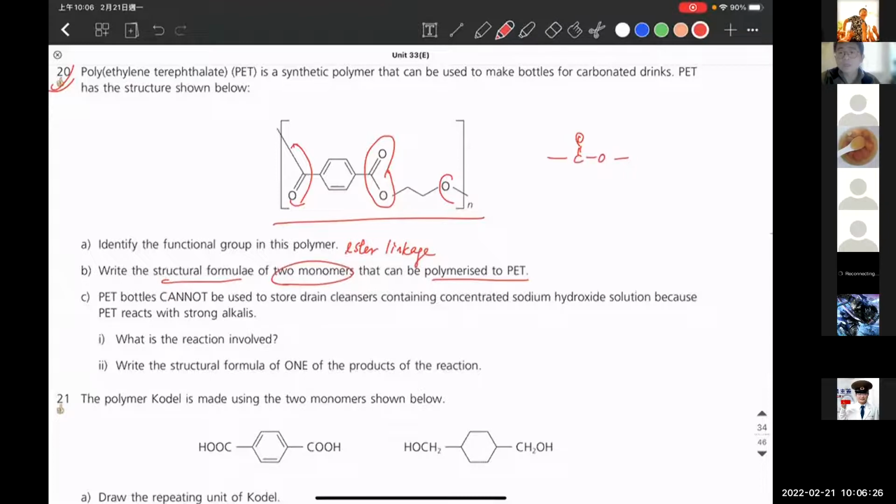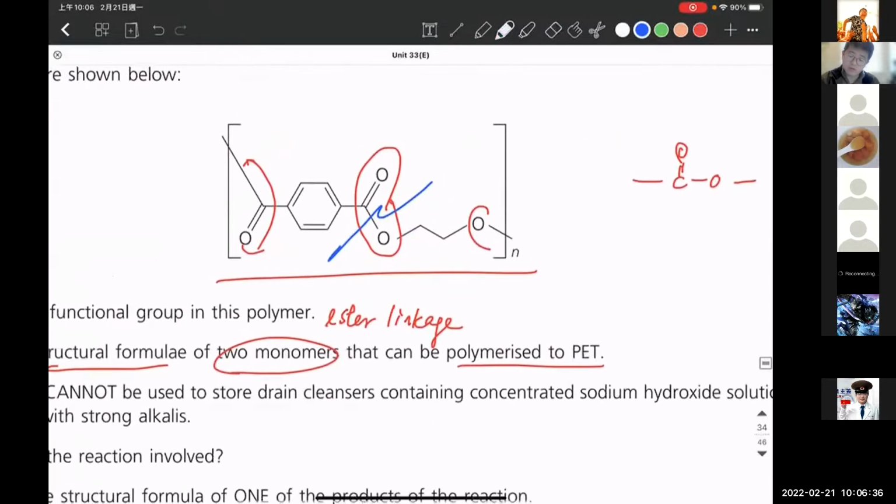Is it chop it in half? Yes, and then? Like this, okay? Use an ester, chop it into half, and then what? You add water back. Okay, similarly, you add water back and you can find out the two structures.